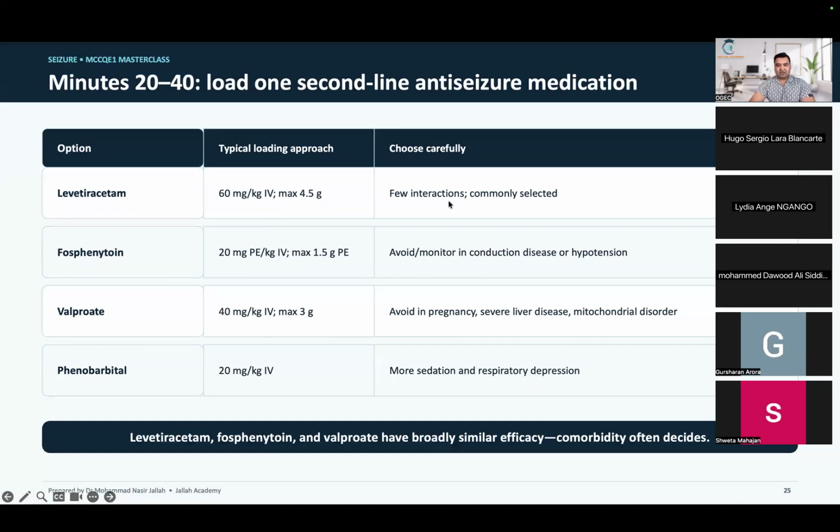Levetiracetam has fewer interactions. Phenytoin: avoid, monitor, and conduction. Valproate: avoid in pregnancy. Phenobarbital: more sedation and respiratory depression. Levetiracetam, fosphenytoin, and valproate have broadly similar efficacy. Comorbidities often decide.